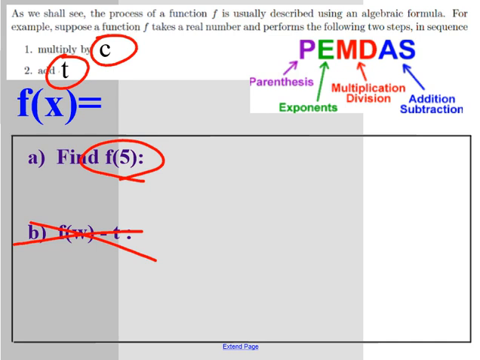So here, I'm going to take my x. Notice you always have to have an x over there. Otherwise, it wasn't a function of x, then, was it? Unless you have an x. So I got an x, and I'm going to multiply by c, and I'm going to add t.